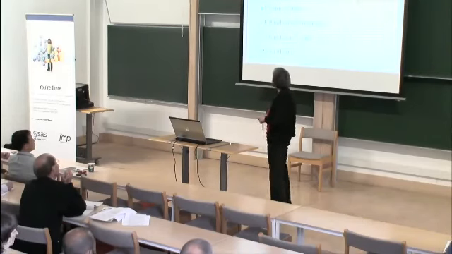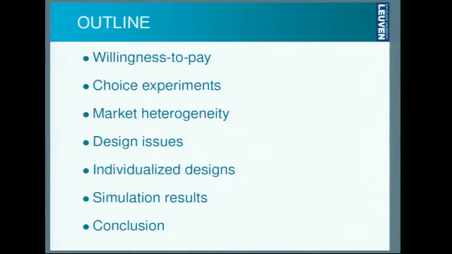Okay, this is the outline of my talk. I will say a few words about willingness to pay, and how we can use choice experiments to estimate willingness to pay. And then I will say a few words about the law of heterogeneity. People are different, so they have different willingness to pay values, which complicates the design problem very much. It complicates the design problem so much that we cannot really solve it, so we have a way around.